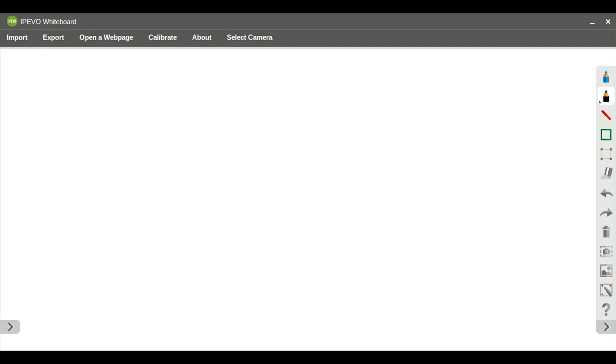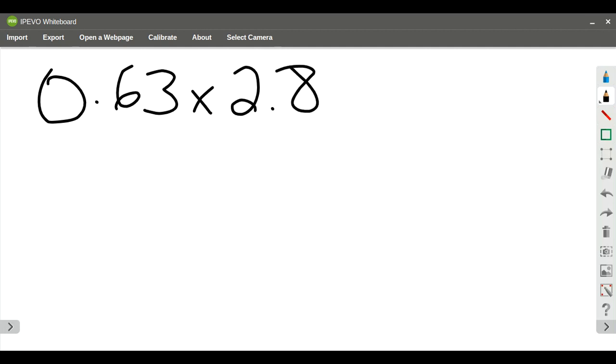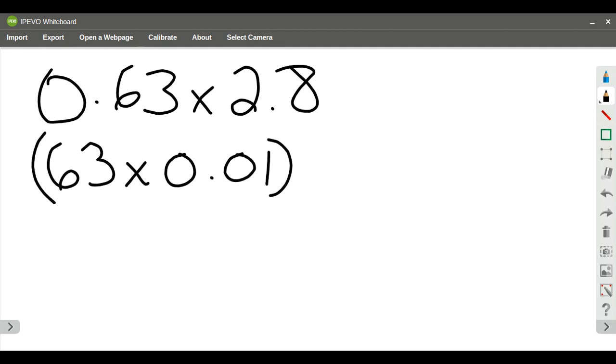The next problem that we're going to take a look at is 63 hundredths multiplied by 2 and 8 tenths. When I do 63 hundredths multiplied by 2 and 8 tenths, 63 hundredths is going to become 63 multiplied by 1/100th, because I go 2 digits behind the decimal, and the place value 2 digits behind the decimal is hundredths. And then I'm going to take that and multiply it by 28 times 1/10.